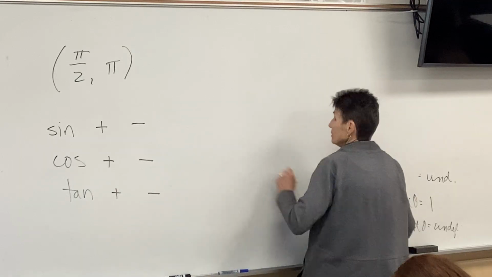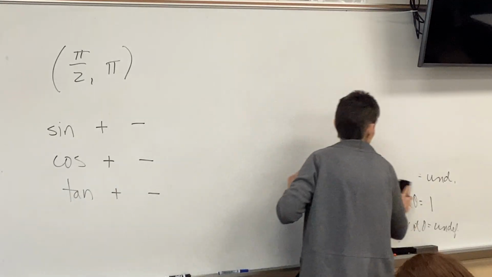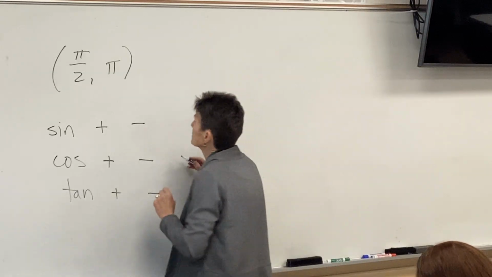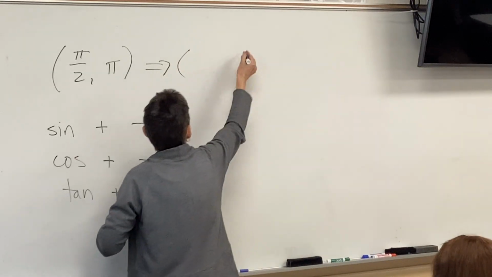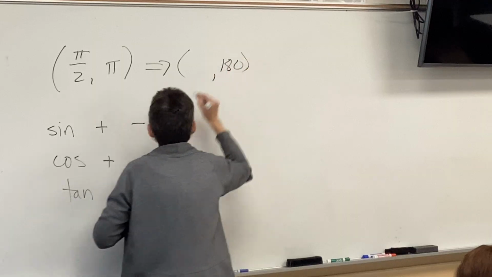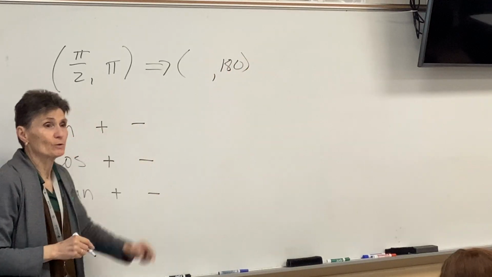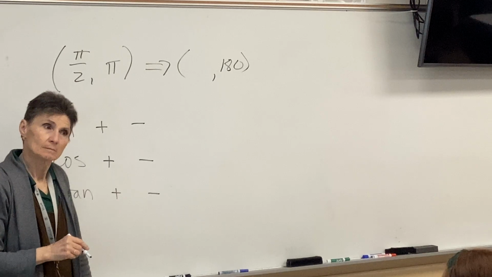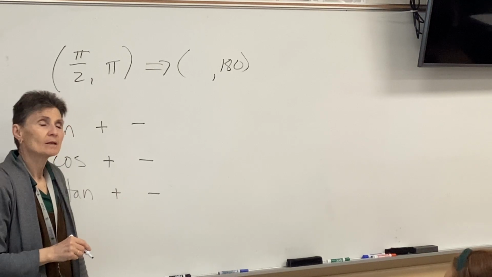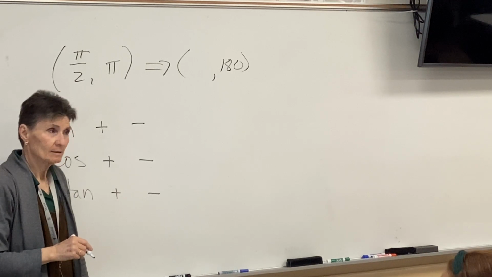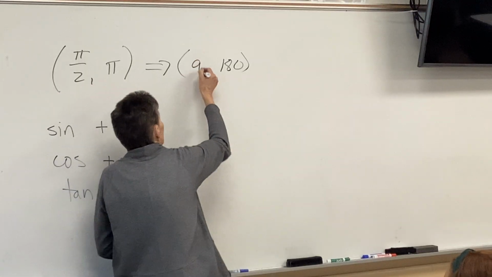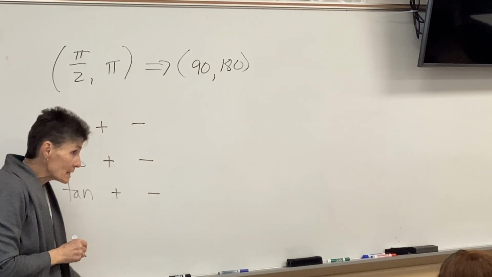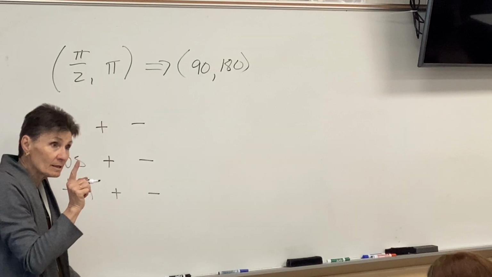Anybody remember what pi is in terms of degrees? Pi is 180. And if pi is 180, then pi over 2 would be 360. Nope. That's half a pi, that would be 90. So we are looking for angles that are between 90 and 180.